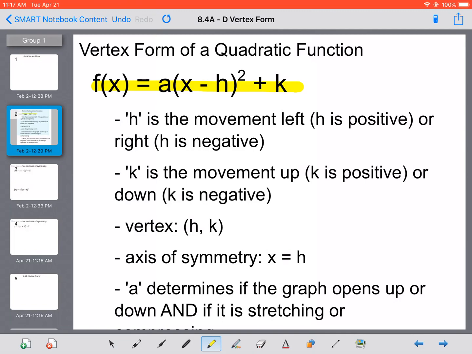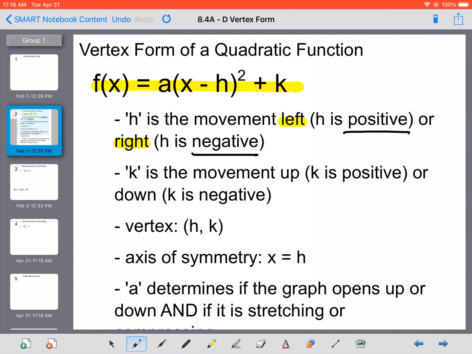So A, H, and K all represent something. The H is either your left movement or your right movement. Now what's important is it's actually opposite of what you think. If we move left, we think that that's negative. But in actuality, left means that H is positive, and right means that H is negative. So you have to make sure that you're careful when you're looking at your vertex.